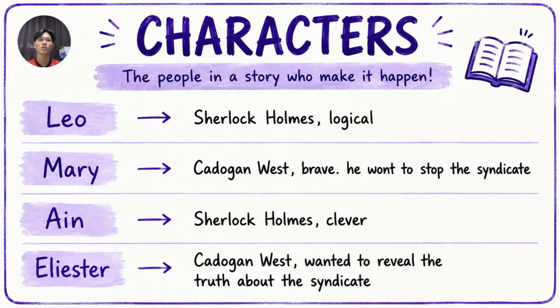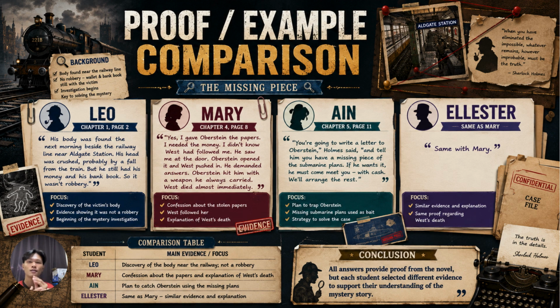Mary focuses on Cadogan West, describing him as brave because he tried to stop the criminal syndicate. And Alistair also focuses on Cadogan West and explained that he wanted to reveal the truth behind the conspiracy. These different viewpoints help us understand the importance of both Sherlock Holmes and Cadogan West. So we go to proof or examples.